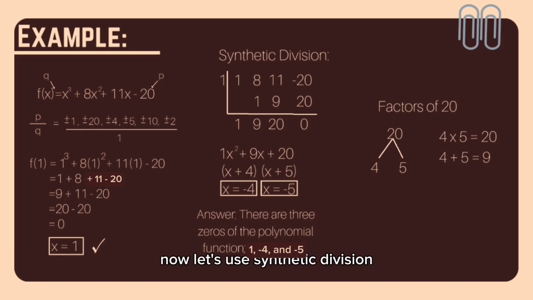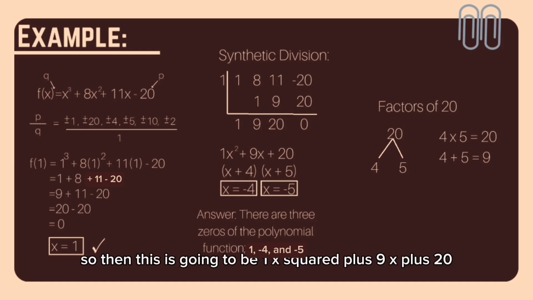Now, let's use synthetic division. So the coefficients are 1, 8, 11, and negative 20. 1 times 1 equals 1. 8 plus 1 equals 9. 9 times 1 equals 9. 11 plus 9 equals 20. 1 times 20 equals 20. And negative 20 plus 20 equals 0. So then this is going to be 1x squared plus 9x plus 20.